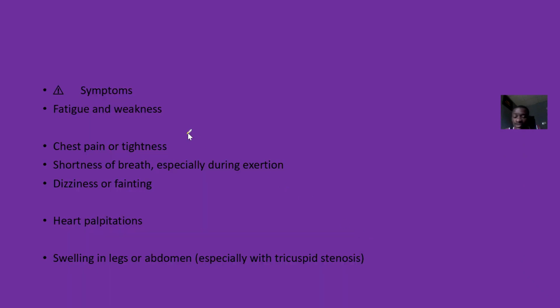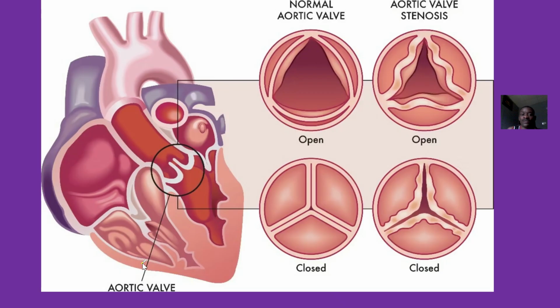As for symptoms, the person feels weak, has chest pains or tiredness, and shortness of breath. Most of the time, if you ask them to do any small exercise, they experience dizziness or fainting, heart palpitations, and then there's edema. They can have swelling in the legs and also the abdomen.